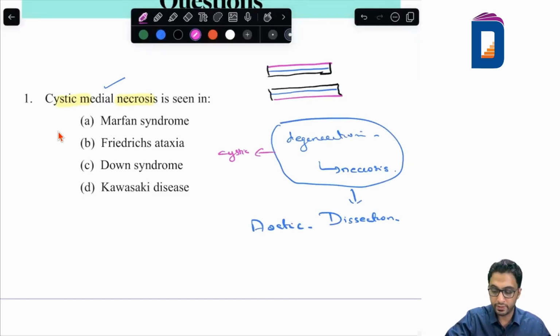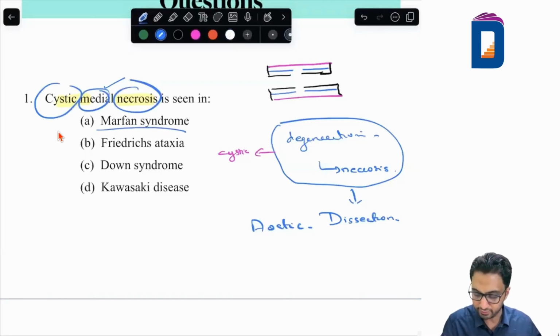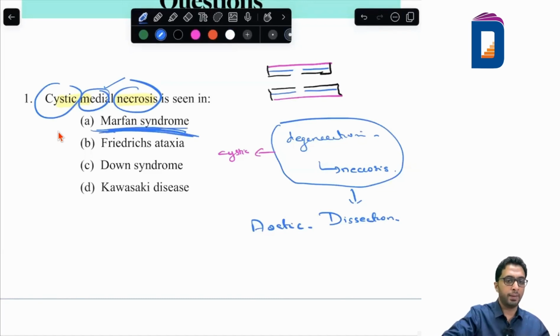What happens is that there is a break completely in these two layers, and your blood is flowing into that. It will form a false lumen, a separate channel for the flow of blood. So this is called aortic dissection. All this is basically due to the medial layer getting necrosed. It is a very important feature of Marfan syndrome, which we were discussing, but it is also seen in other conditions.